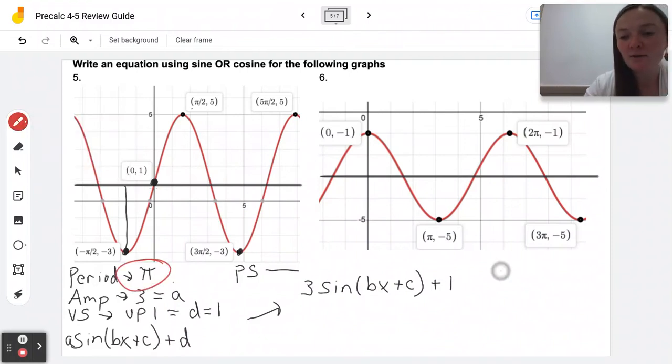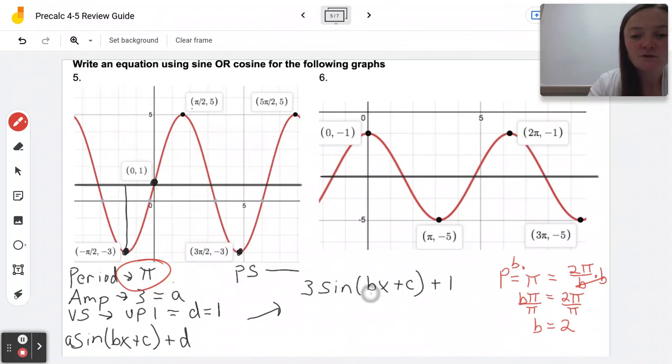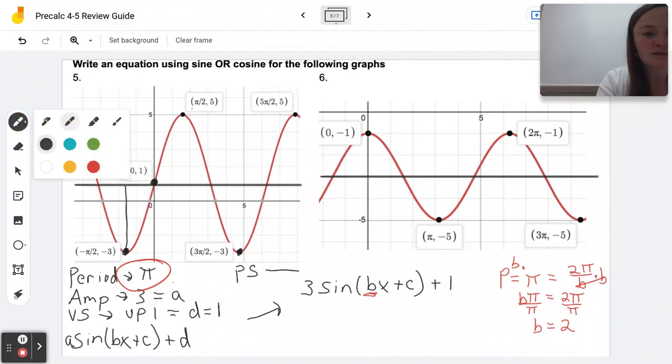To find the b value, I know that period, which equals pi in this case, is equal to 2 pi over b. So if I try to solve this by multiplying both sides by b, I get b times pi is equal to 2 pi. Divide by pi on both sides, and we should get that b is equal to 2. So my b value is 2, so let's rewrite this.